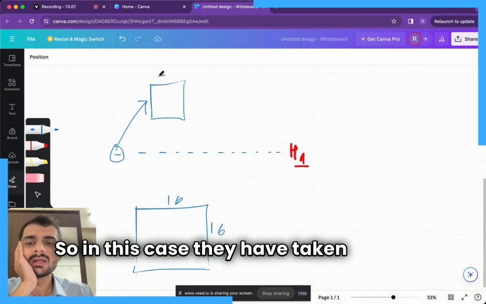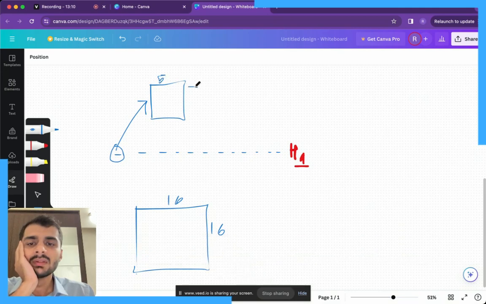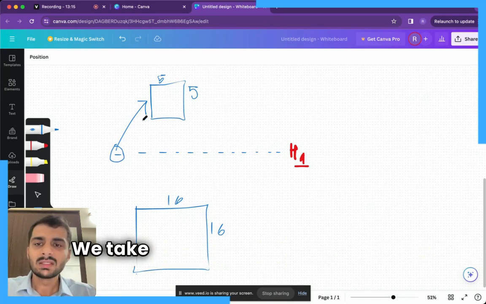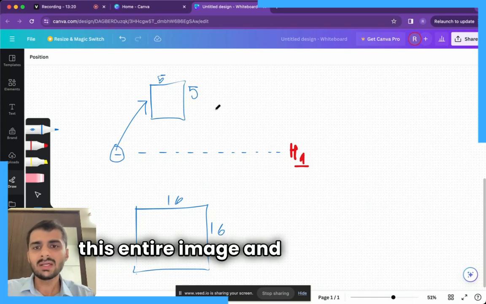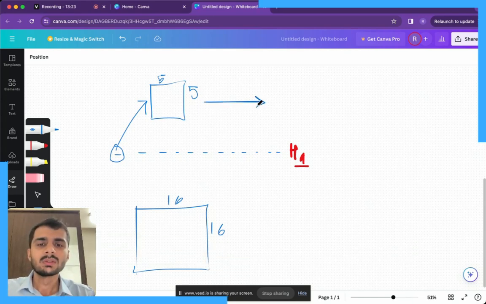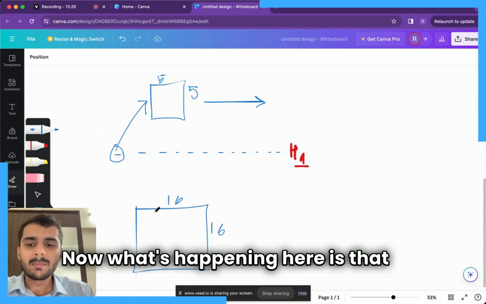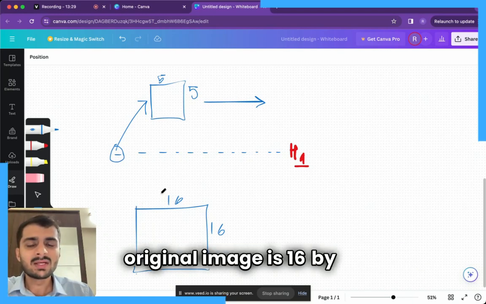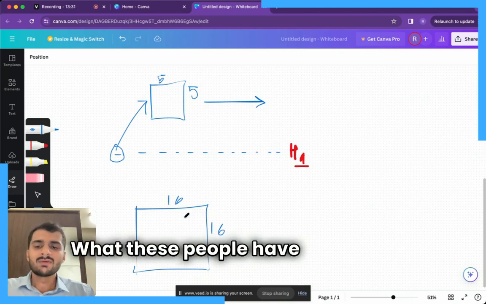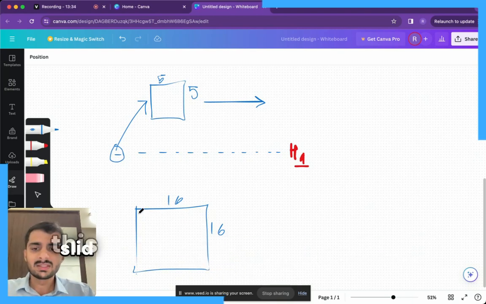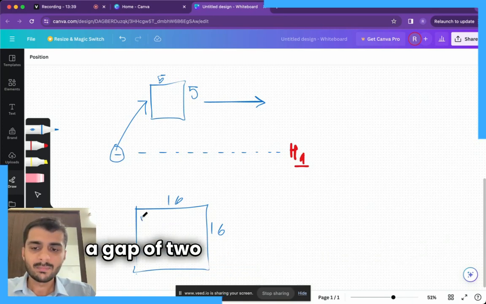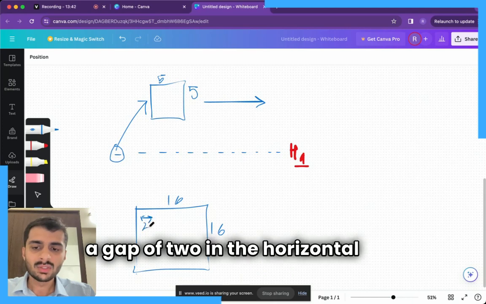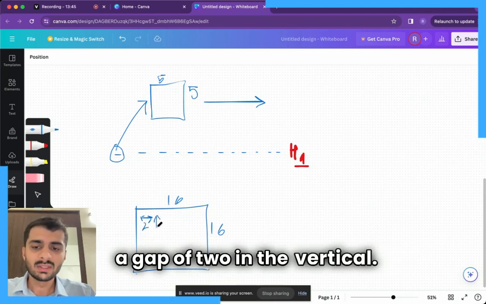So in this case, they have taken a 5 by 5 kernel. So what happens is that this is called a convolution operation. We take this kernel and we slide this over this entire image, and we get a new image. Now what's happening here is that the original image is 16 by 16. What these people have done is that they have slid this kernel across the entire image by keeping a gap of 2 in the horizontal and keeping a gap of 2 in the vertical.